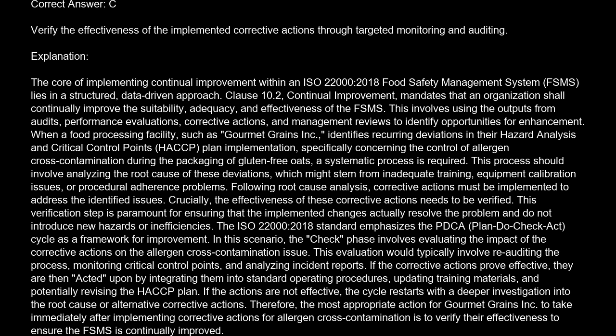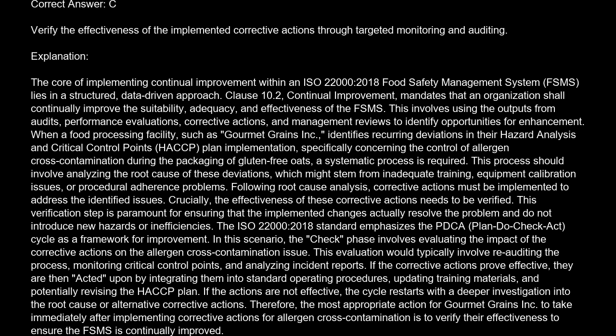This process should involve analyzing the root cause of these deviations, which might stem from inadequate training, equipment calibration issues, or procedural adherence problems. Following root cause analysis, corrective actions must be implemented to address the identified issues. Crucially, the effectiveness of these corrective actions needs to be verified. This verification step is paramount for ensuring that the implemented changes actually resolve the problem and do not introduce new hazards or inefficiencies. The ISO 22000-2018 standard emphasizes the PDCA, Plan Do Check Act, cycle as a framework for improvement.